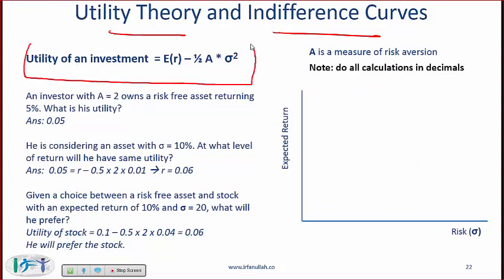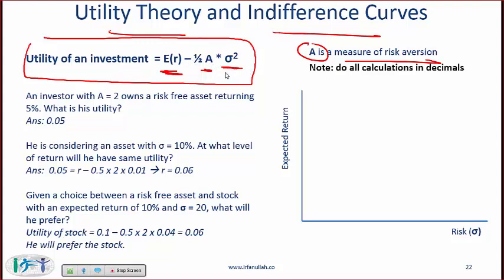Utility theory and indifference curves. Here is a formula that you must remember. The utility of an investment is the expected return expressed in decimal minus half times what is called the risk aversion coefficient. So this would be a number like 2 or 3 or something. The more risk averse, the higher this number. And notice the minus sign. So the minus means that as A goes up, the utility comes down.